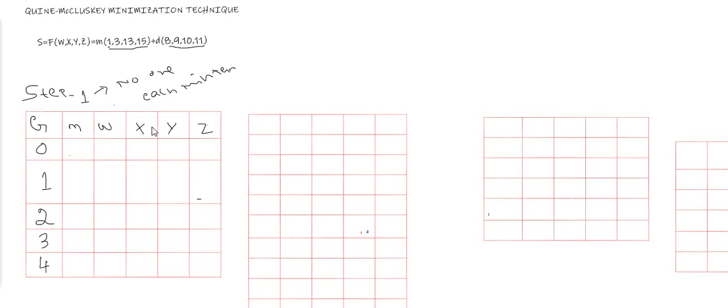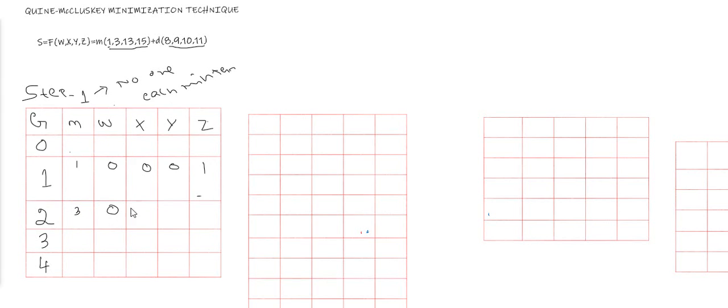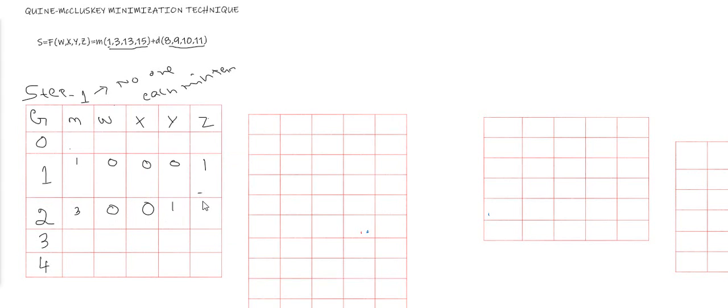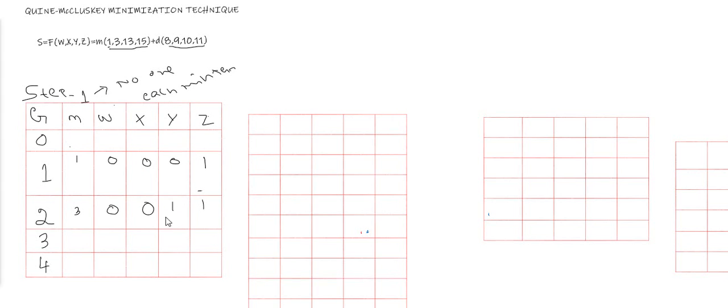If you take the variables W, X, Y, Z, then 1 is represented as 0, 0, 0, 1. It is in group 1 because only one binary 1 is present here. So minterm is 1. Similarly, minterm 3 is in group 2, because it is represented as 0, 0, 1, 1, so the number of 1s present is 2.